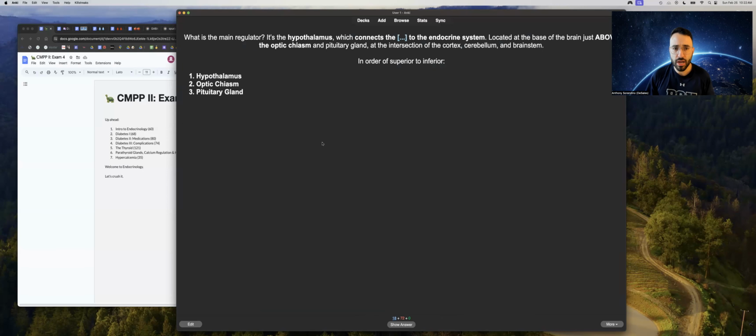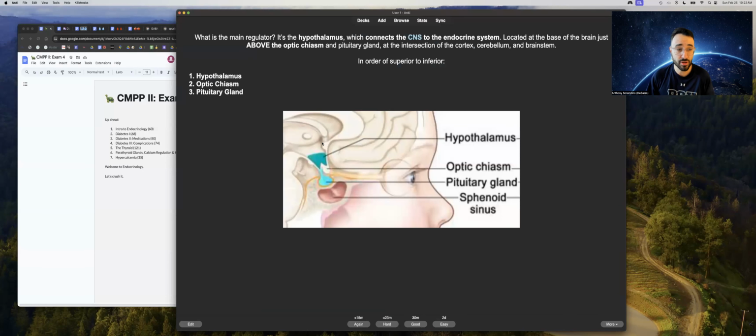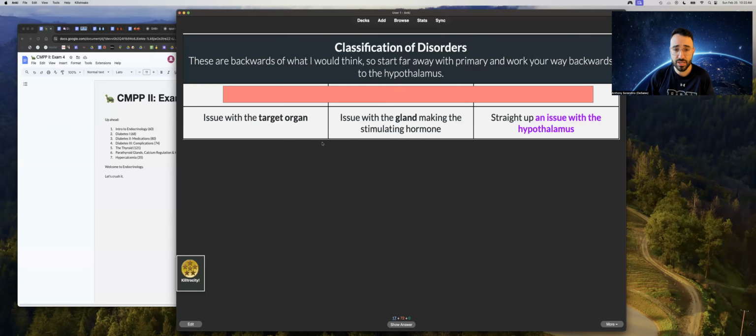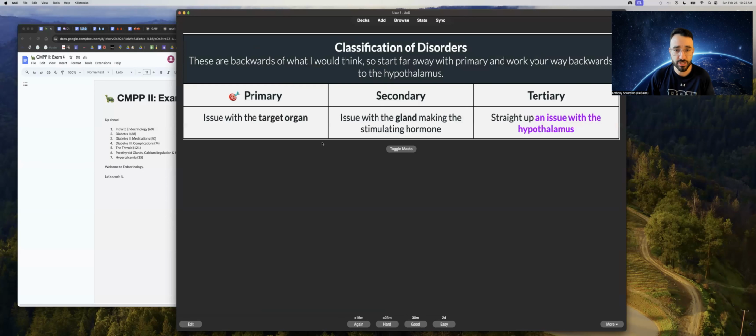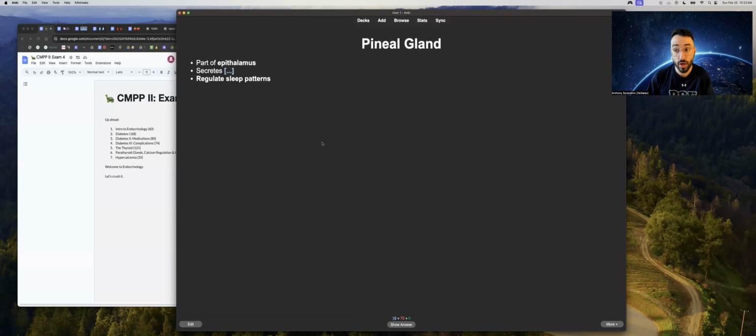What is the main regulator? So the hypothalamus, which connects the endocrine system to the central nervous system. Yeah, and there's our HOP: hypothalamus, optic chiasm, pituitary gland. Classification of disorders. This is just, oh yeah, primary, secondary, tertiary. Pineal gland secretes what? Melatonin.